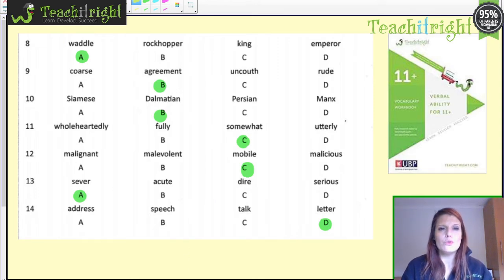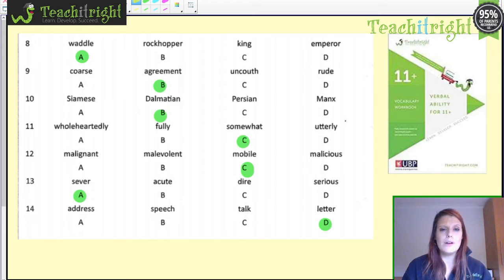Then number 8 was waddle. The others are types of penguin, and a waddle describes a way of walking. Number 9, agreement. The others describe ill-mannered ways of speaking. Number 10, a Dalmatian is a type of dog, and the others are all cats. Number 11, somewhat is not completely, and the others are.